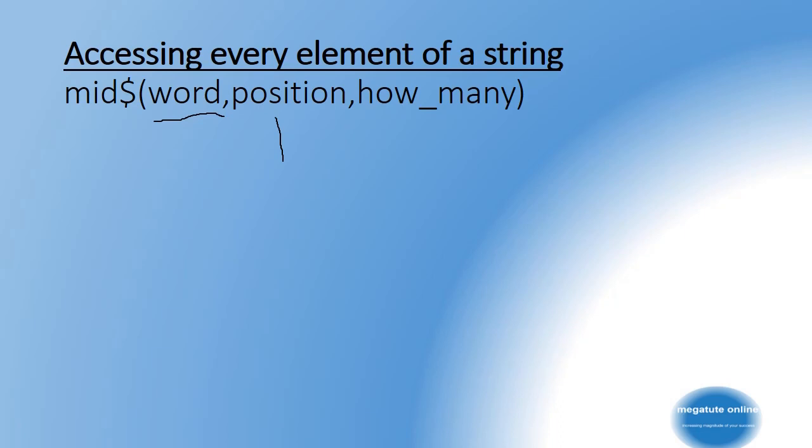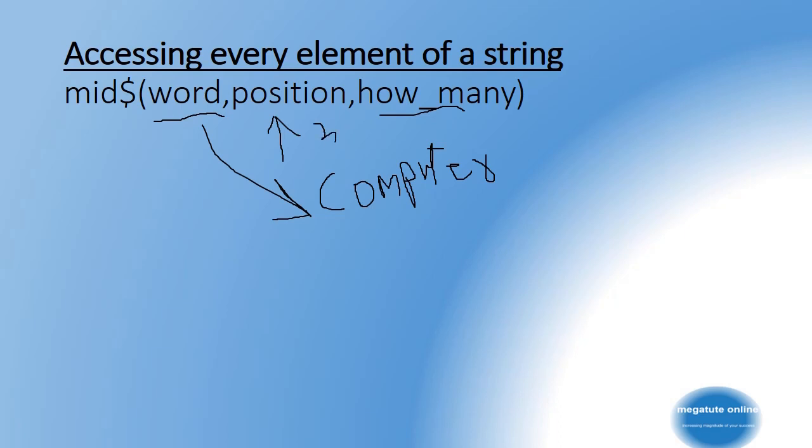Now suppose the word is computer, and you are going to extract, let me just type the word so that it's easy for you to understand. So suppose the word is computer. The first parameter is this word computer. Okay, so this is the first parameter. Now second parameter, let's say 3, and third parameter, let's say 2. So that means from the third position it is going to extract 2 letters.